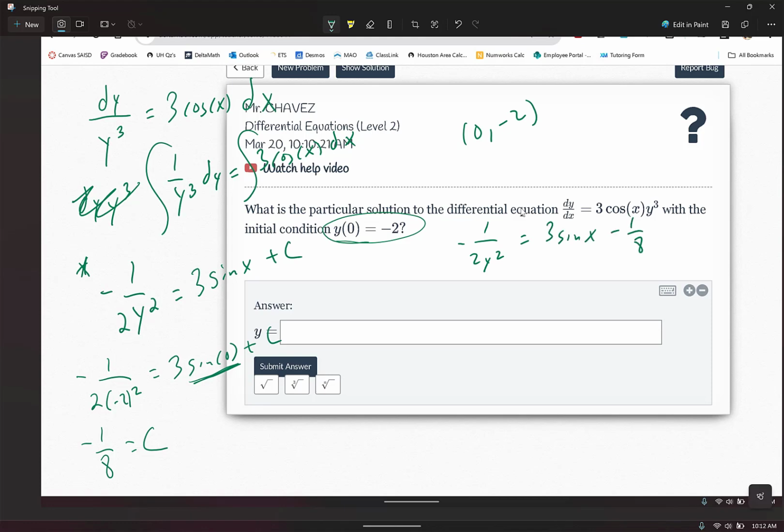Are we still okay? I notice I have a fraction on the left, so I'm going to force this, quote unquote, to be a fraction. I'm going to flip it. Notice there's a negative in the front. Can I just put negative 2y squared? Negative 2y squared equals 1 over 3 sine x minus 1/8. Are we still okay? Now I got to divide everything by negative 2, or you can multiply by negative 1/2. It doesn't matter. It's the same thing. Divide all this by negative 2.